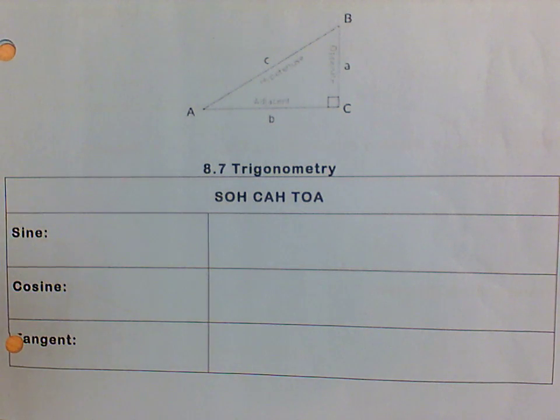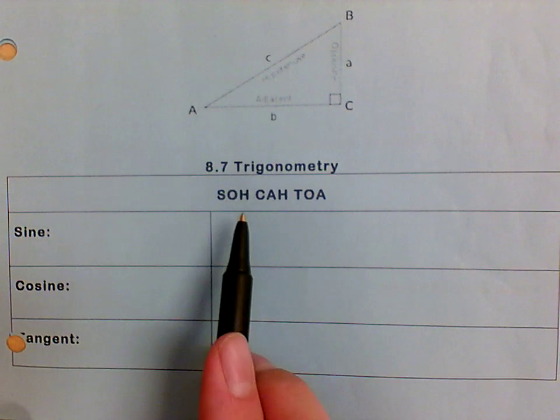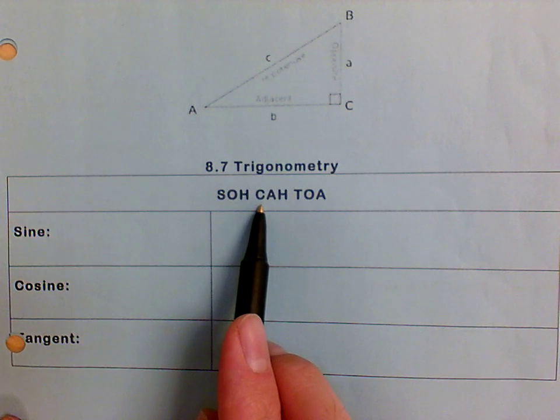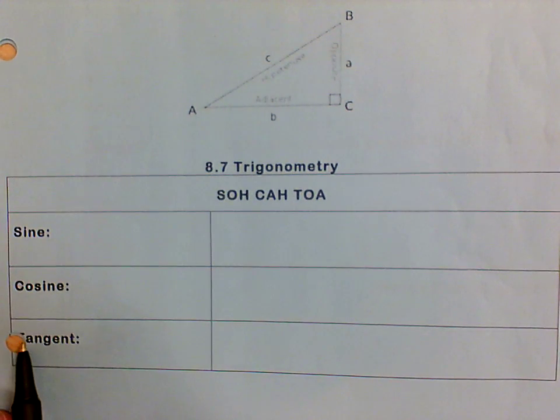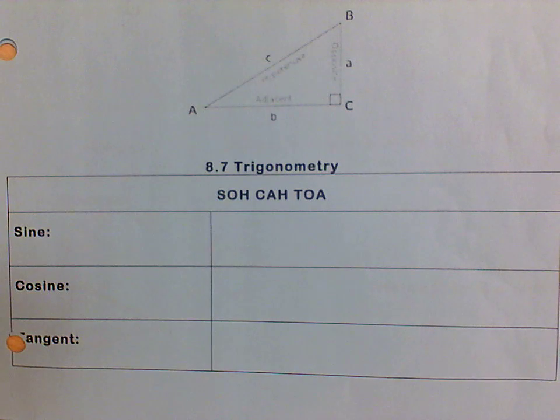SOHCAHTOA stands for three different things. The first letter S stands for sine. The first letter in the second set of letters, C, stands for cosine. And the first letter T here stands for tangent. There's a T there, tangent. We'll work with a lot of this. So let's start with sine.